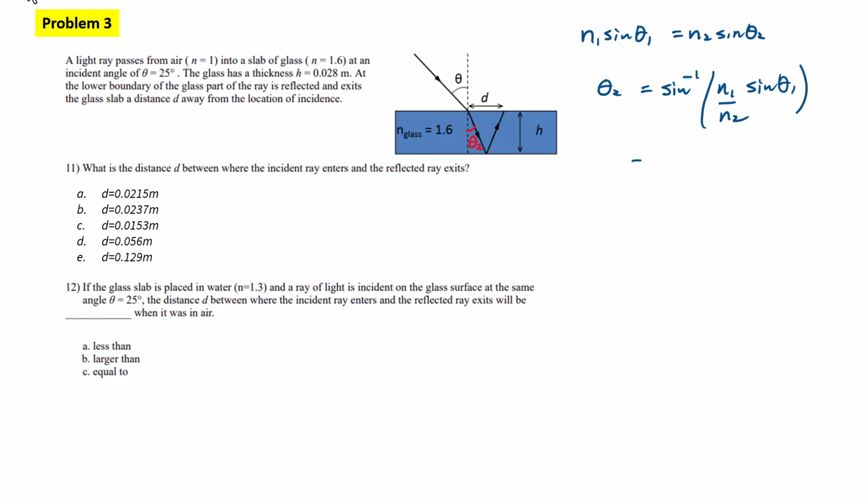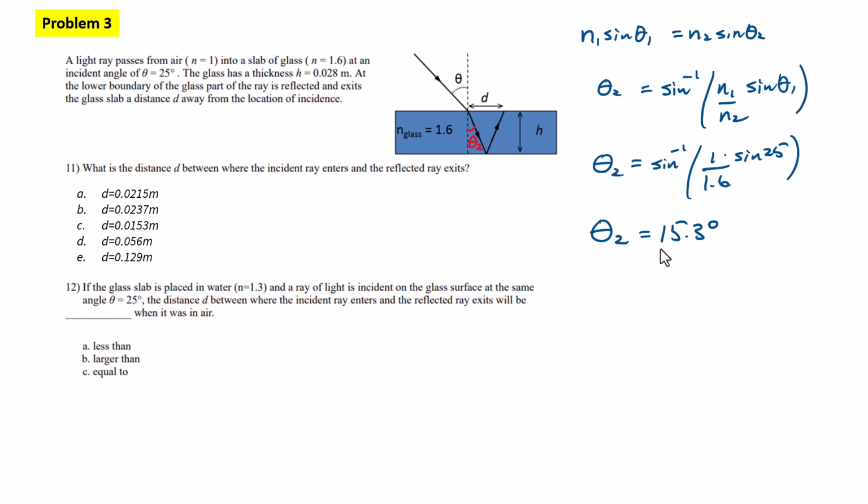Now we go ahead and substitute in all our values. Sine minus 1. N1 was 1, that's simply air, multiplied by sine of 25 degrees, and now over 1.6, that higher index. Well, one thing we should know is that the angle should be smaller than that 25 degrees. And you go ahead and solve that. I think I get 15.3 degrees as being that angle.